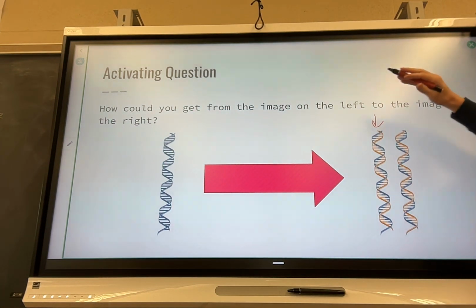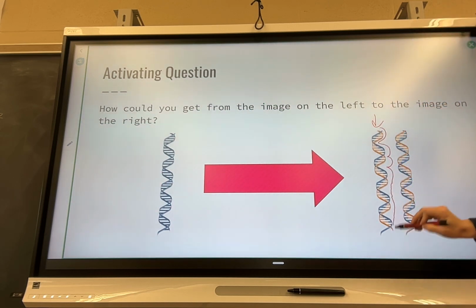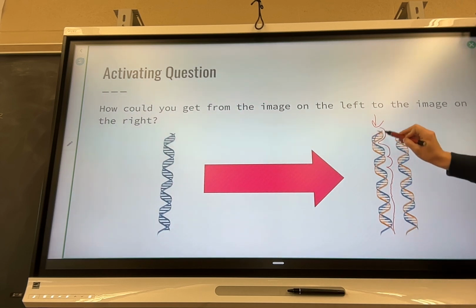You did notice that there were 2 strands over here. You can see there is a blue strand on one side and a yellow strand on the other side. So maybe it has to do with adding more DNA.